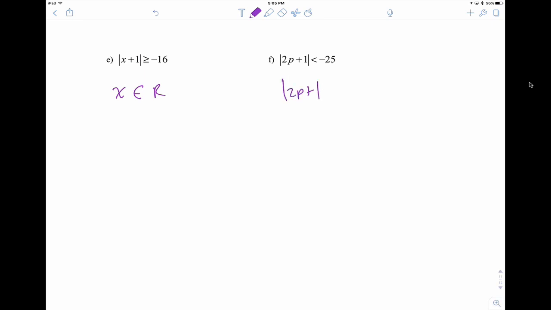So then F, what do we got? The absolute value of 2p plus 1, an absolute value which is less than minus 25. Well, again, no absolute values are negative. So there just is no solution in this case. And so that's your answer, no solution. There are no values of p in which we're going to get an absolute value which is less than negative 25, because there are no absolute values which are less than 0.